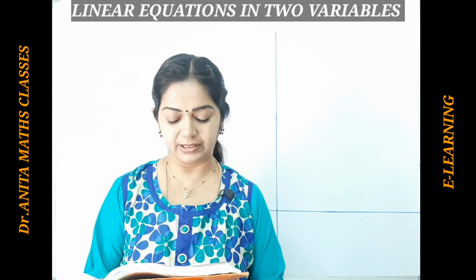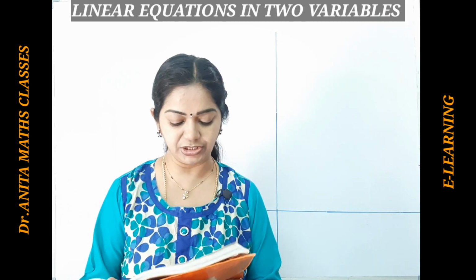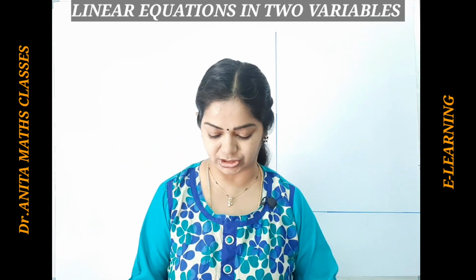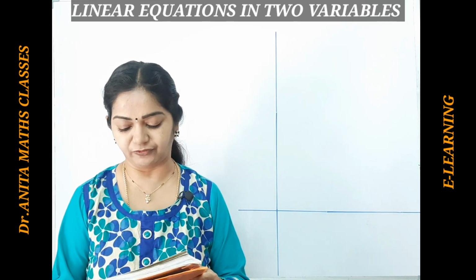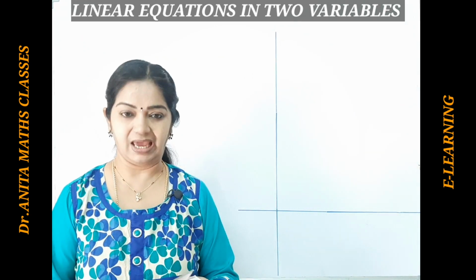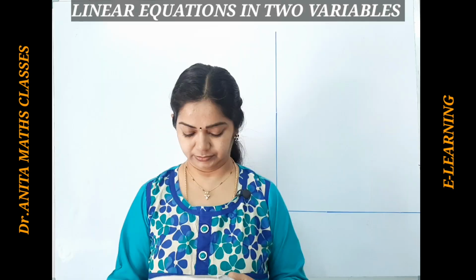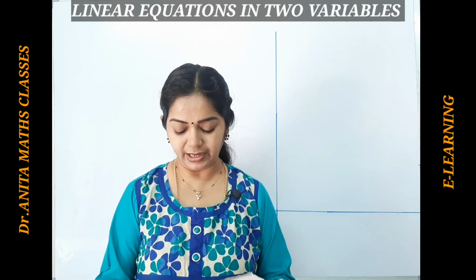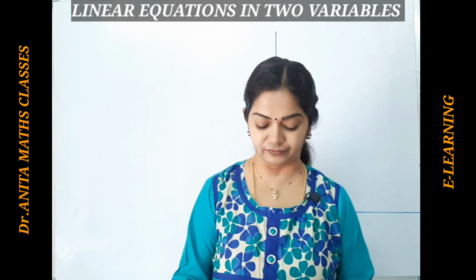A lending library has fixed a charge for the first 3 days and an additional charge for each day thereafter. For the first 3 days it has fixed the charge, and John paid 27 rupees for a book kept for 7 days. If the fixed charges be x rupees and the subsequent per day charges be y rupees, then write the linear equation representing the above information and draw the graph of the same.